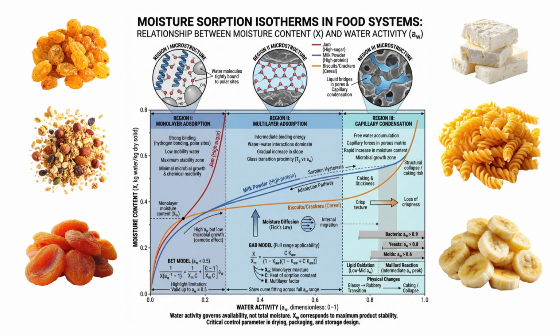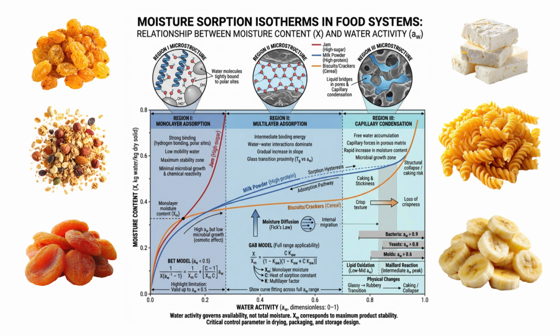On the horizontal axis, we have water activity, which ranges from 0 to 1. On the vertical axis, we have moisture content, usually expressed on a dry basis. The curve you see is sigmoidal in shape, commonly referred to as a type 2 sorption isotherm. This type of behavior is observed in most food materials, especially those containing carbohydrates and proteins.